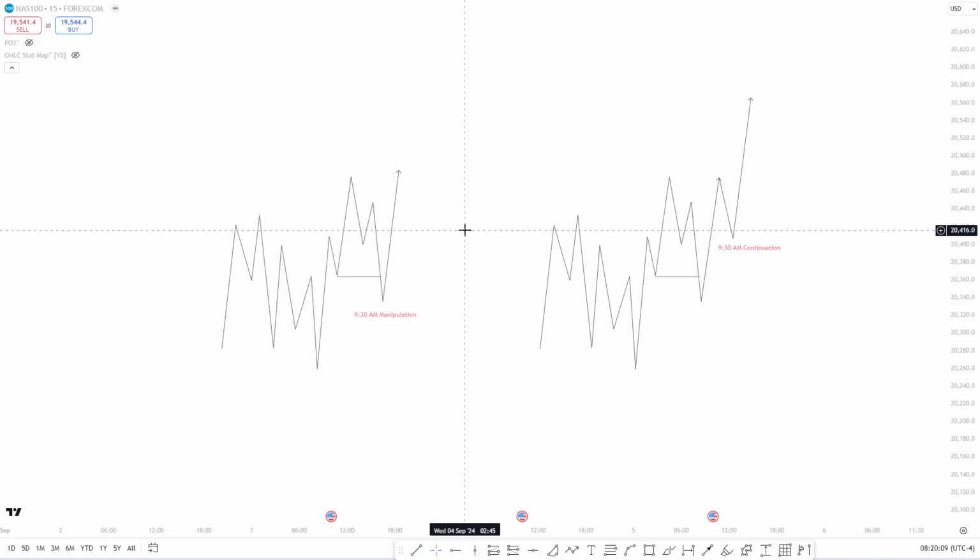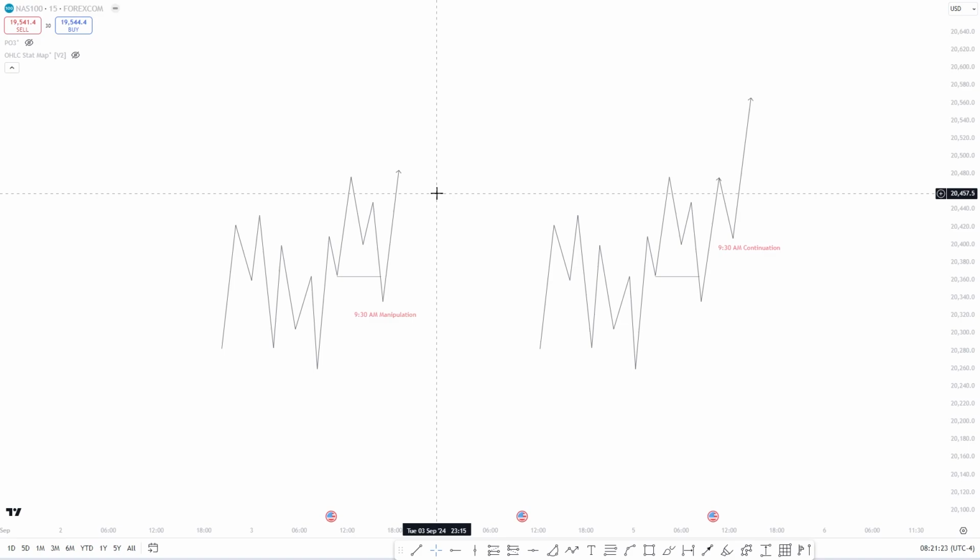That low raid happens to actually take out the people who are already long in the market, and we can call that a manipulation. So this manipulation happens either at 9:30 a.m. or before 9:30 a.m., after 2 a.m. London. If market has already taken out a significant 1 hour low before 9:30 a.m., then we can expect continuation of the market at 9:30 a.m.